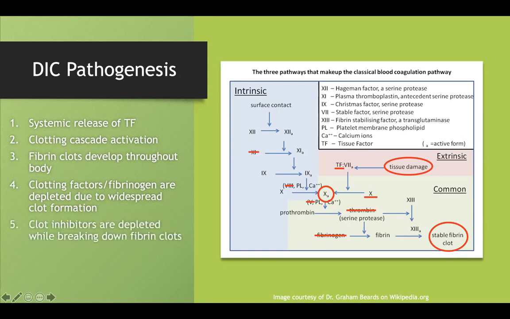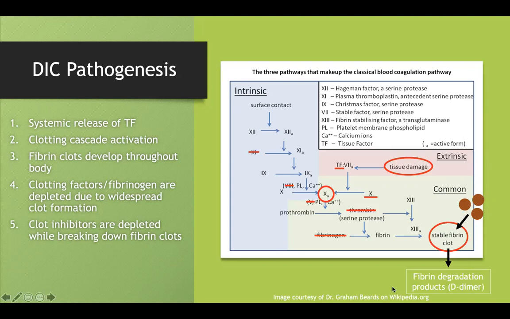While this is all going on, it's not like our body just lets you make a bunch of fibrin clots and doesn't have a counter-regulatory mechanism, right? So we actually have a lot of clotting factor inhibitors that will break down fibrin clots to make sure that we're not having too much of a hypercoagulable state. Again, though, there's so many stable fibrin clots that even these guys struggle sometimes.